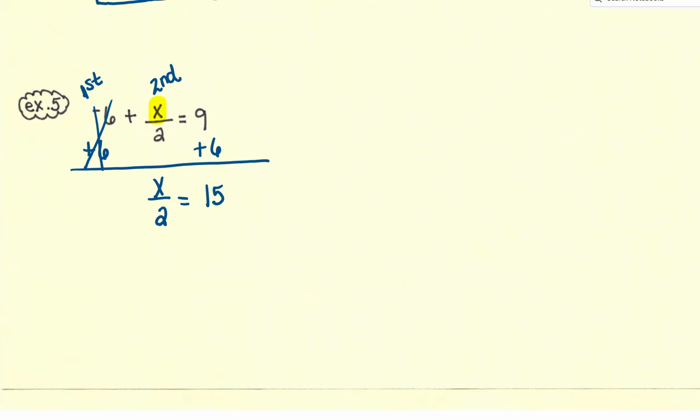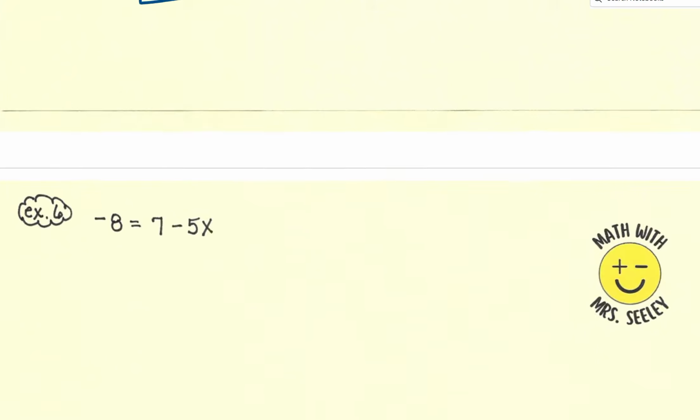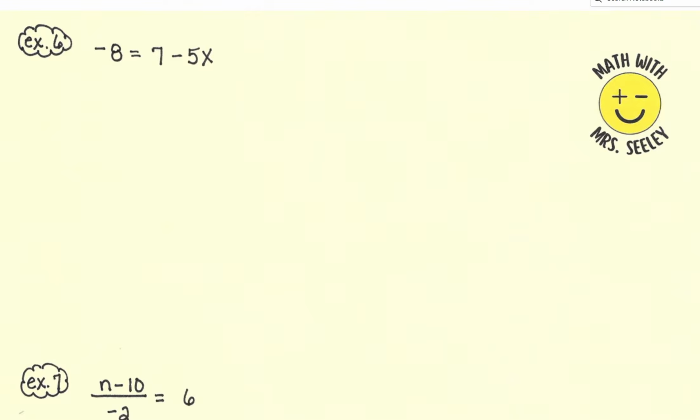And then I see this is a divide by 2. So I need to multiply by 2. The 2 in the top and the 2 in the bottom cancel. And so x is equal to 15 times 2 is 30. And don't forget, if you would like to check, you certainly can. All right, let's take a look at example 6.